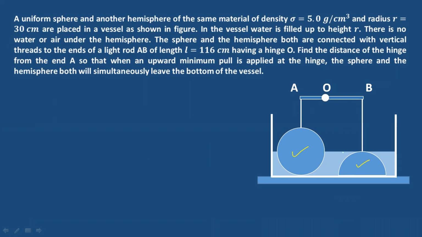Now, since the radius is r, and water is filled up to a height r, that means this sphere is half submerged, while the hemisphere is completely submerged. All right, this hemisphere is completely submerged. Now, there is no water or air under the hemisphere, so that is a very important point. The sphere and the hemisphere both are connected with vertical threads. Here you can see there are two vertical threads to the ends of a light rod AB.